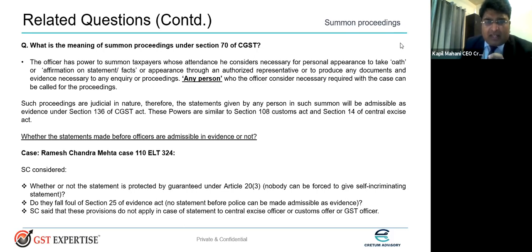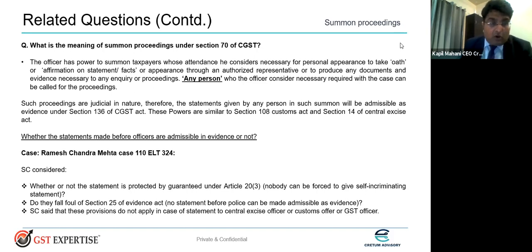So it is not important that he may say that he will not come, because if that person has been issued a summon, it is very well mentioned that such inquiry proceedings which are referred to in subsection 1 shall be deemed to be judicial proceedings within the meaning of sections 193 and 228 of the Indian Penal Code, and you need to make sure that you comply with these summon notices.